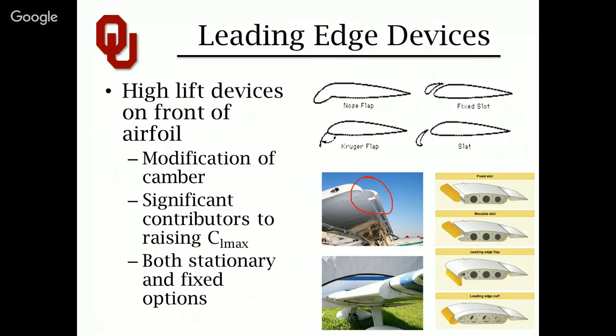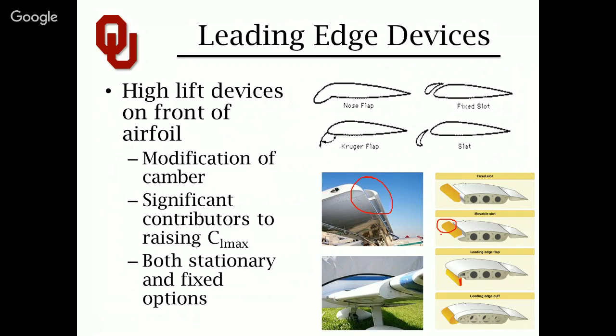They will, quite literally in this case, just rivet on a fixed slot up front, and you get a massive benefit to CLmax because of this. They do have other options as well. You have leading edge cuffs, you can have leading edge flaps that droop down. That one's not such a glamorous option, we'll call it. And movable slot is fairly common on commercial aviation.